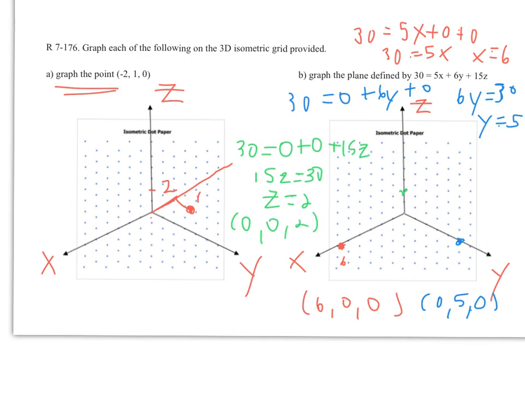So this is our x, y, and z coordinates, and then we're going to draw our plane and kind of sketch that in. So that's what this graph looks like in the XYZ plane.